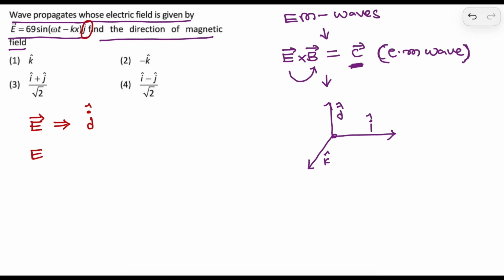And E bar cross B bar means what? Direction of electromagnetic wave. So what is the direction of the electromagnetic wave? It is in the direction of X. X means it's an I cap. So the electromagnetic wave is in the direction of the positive X axis.